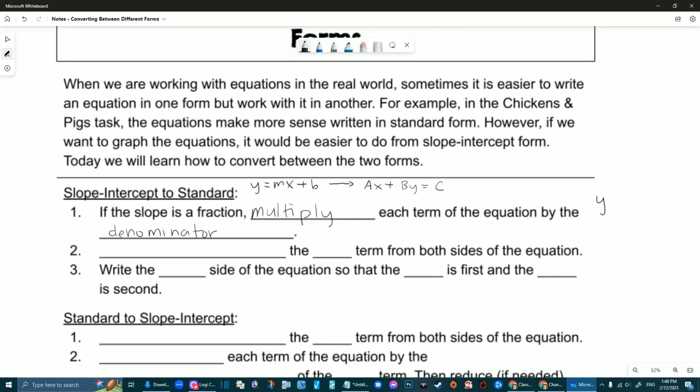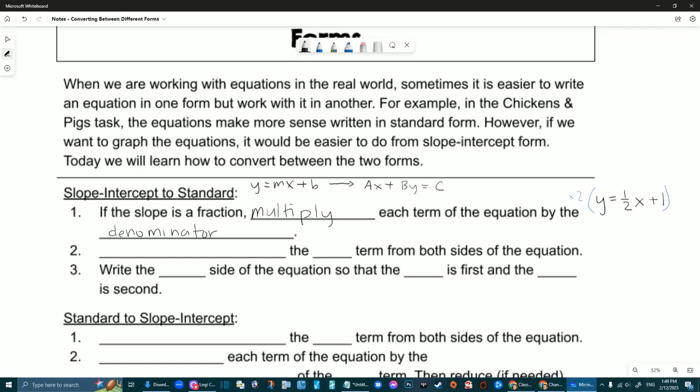For example, if I had the equation y equals 1/2 x plus 1, and I want to convert that to standard form, the very first thing I would do is take that whole equation and multiply it by the thing in the denominator, times 2. The reason we do that is 2 times 1/2, the 2's cancel and leave us with the numerator, the 1 on top. It effectively gets rid of our fractions, which I don't know about you, but I'm not a huge fan of fractions. That makes me happy.